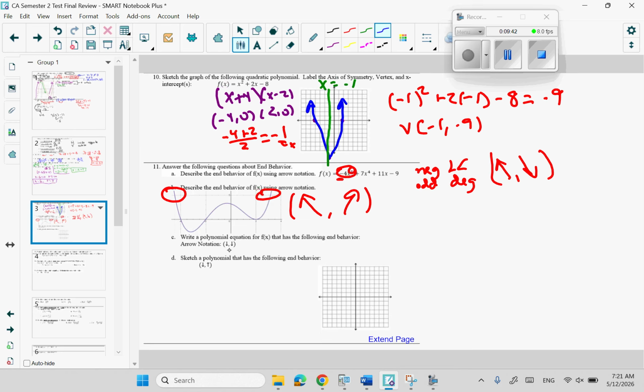Write a polynomial that has this end behavior. Well, they're both going the same direction, so that's going to be an even degree, and they're both going down, so that's got to be a negative leading coefficient. So anything that has a negative in front with an even numbered degree would be acceptable here. Sketch the following. I need a down arrow, then an up arrow. So literally anything in the middle would have been fine.